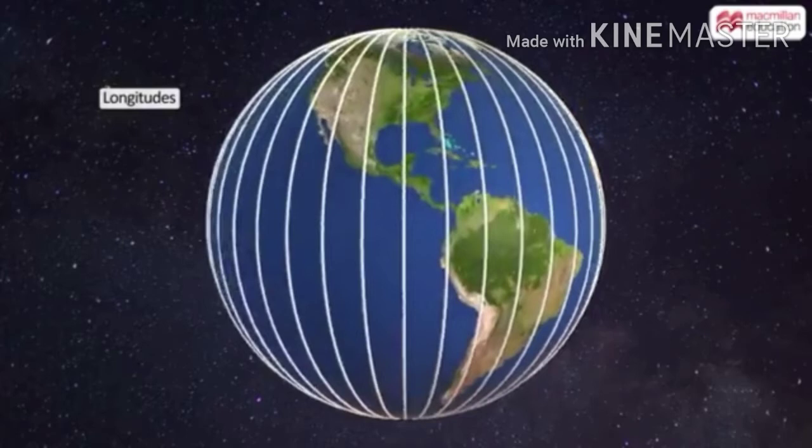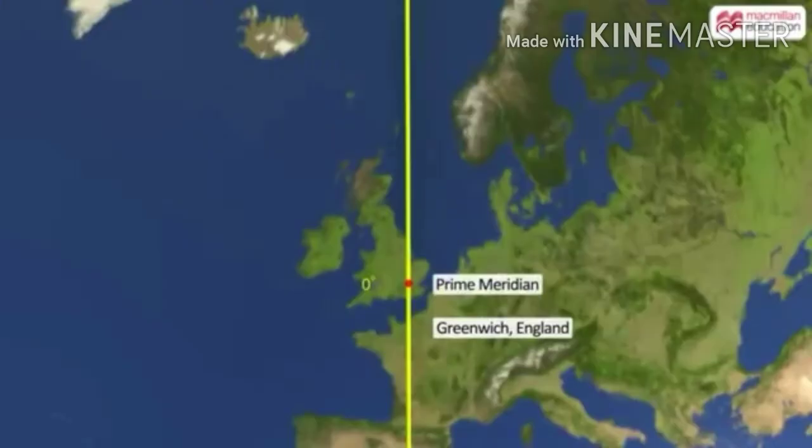Each longitude is a semicircle and all are equal. How many longitudes are there in total? 360. Latitudes are 181 including the equator, but longitudes are 360. The International Date Line lies at 180 degrees east and west, exactly opposite to the prime meridian.